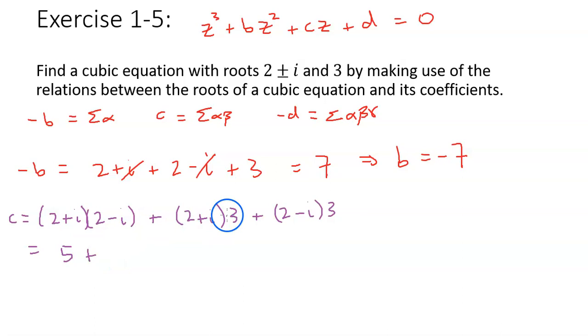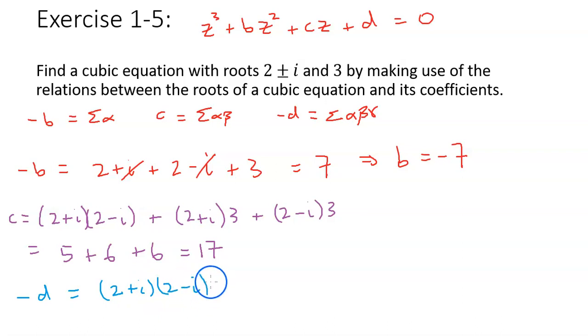plus 6 or 6, because the plus 3i and the minus 3i will cancel, and then so we get 17. And then lastly we have that negative d is equal to all three of them multiplied together, 2 plus i times 2 minus i times 3, and that is equal to, well, 2 plus i times 2 minus i was 5. So that would be 15, and so that tells us that d is equal to negative 15.